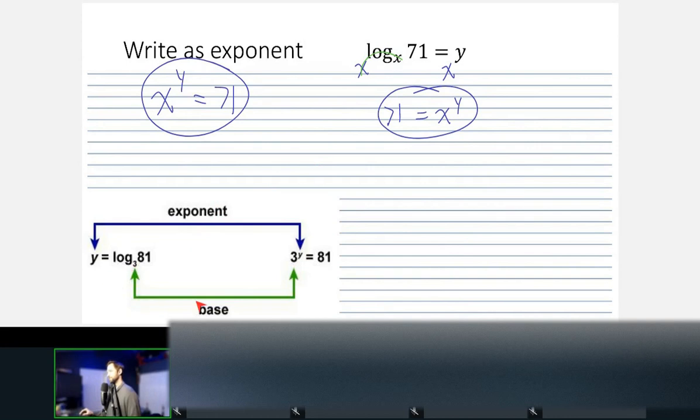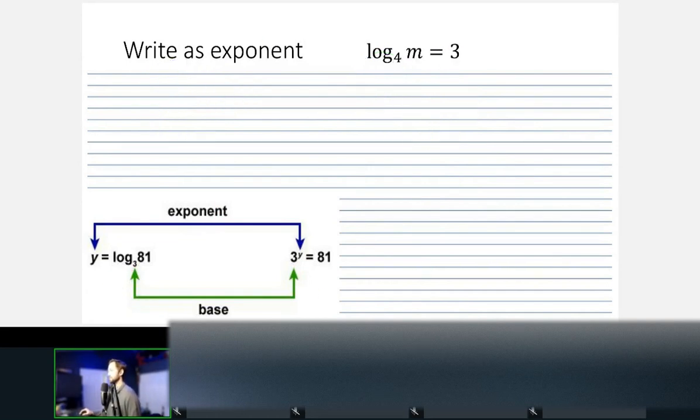So I actually do have it memorized, and going from log form to exponential, it's actually kind of simple. Let me just show you how it works. Whenever you have log base 4 of m equals 3 in this case, it's going to be 4 to the third power equals m, and that's how it is.